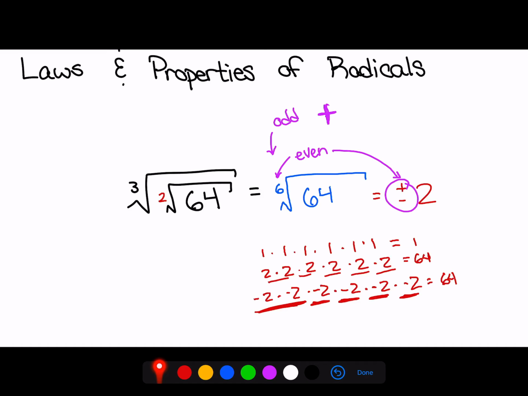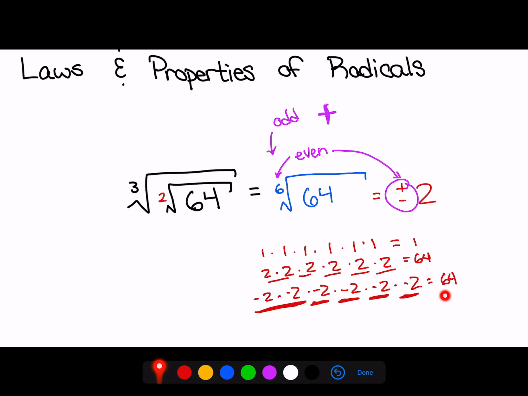Say, for instance, it was a negative 64 for this. Then when I'm trying to do this, well, I wouldn't get negative 64 when I multiply negative 2. So this would be gone. So again, if this is positive on the inside here, this needs to be even to be plus or minus. If it's positive on the inside here, and this is odd, then it can only be plus. It cannot be plus or minus. This would need to be gone.